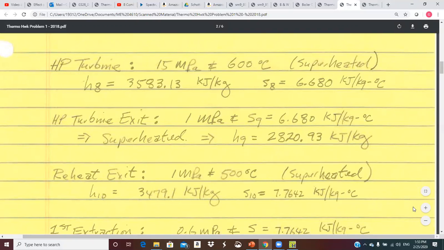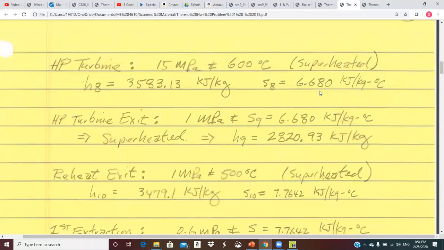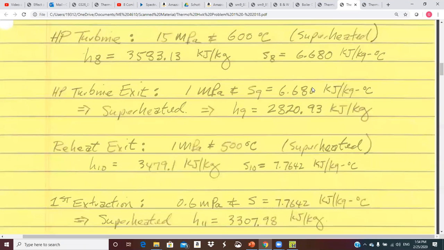That thing's pretty good. So let's just roll through and look at it. At 8, this is just superheated. So you should have an enthalpy someplace around 3583 and an entropy of 6.68. So you can mark your own accordingly. So no extractions, we come straight out of the HP turbine, 1 megapascal.